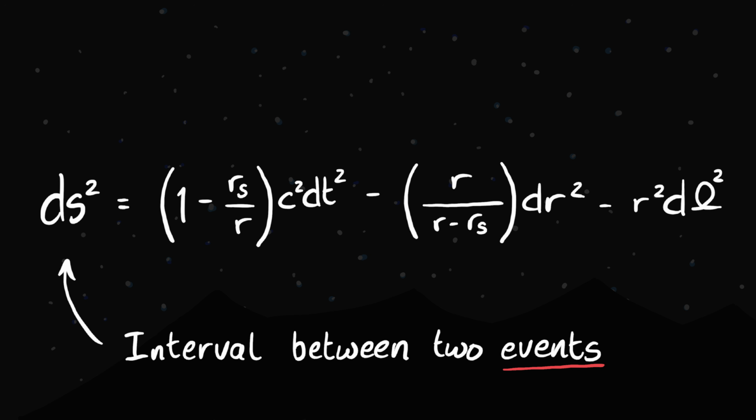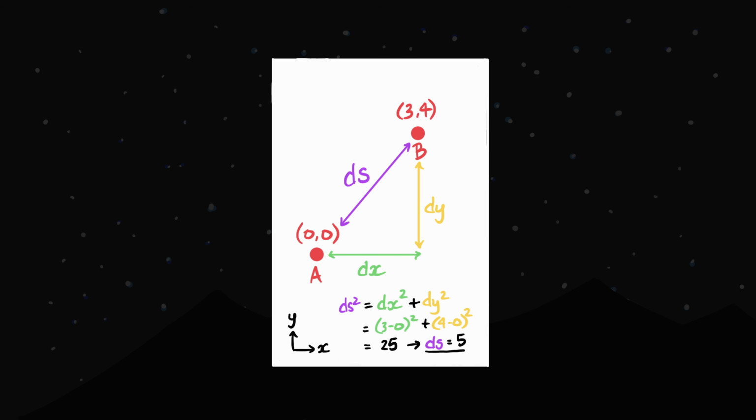We can understand this better by thinking about a much simpler system. Imagine we've got a piece of paper, and we want to find the distance between 2 points on it. If the first point has the coordinates x1, y1, and the second has coordinates x2, y2, then the distance between them can be found using Pythagoras' theorem. ds squared, the distance squared, is equal to this distance squared, the difference between the x-coordinates squared, plus this distance squared, the difference between the y-coordinates squared.